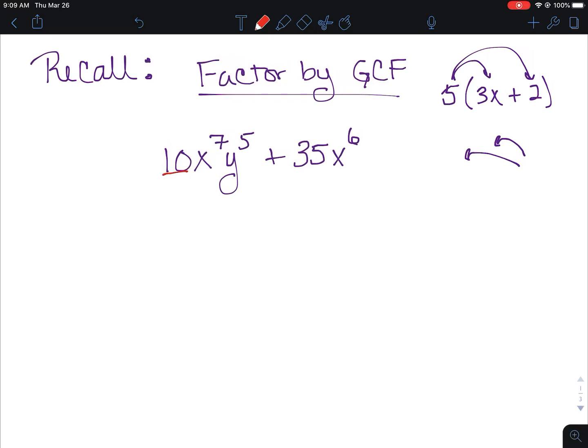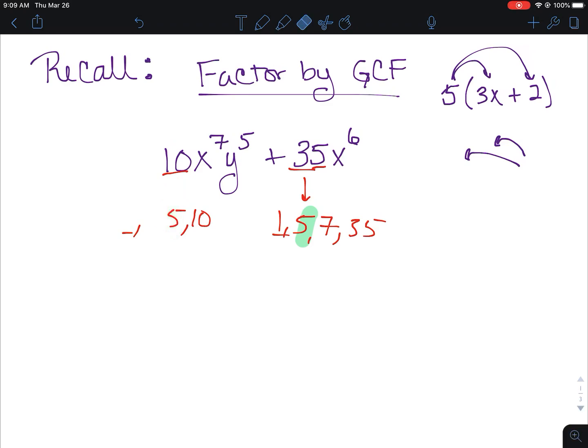So let's just refresh here. I have a 10 and a 35. So I'm just going to start with the numbers first. What number divides into both of those? So what factors do they have in common? Well, into 10 you have 1, 2, 5, and 10. Into 35 you have 1, 5, 7, and 35. Well, the greatest common factor, they both have 1 in common, but the greatest common factor is 5, right?